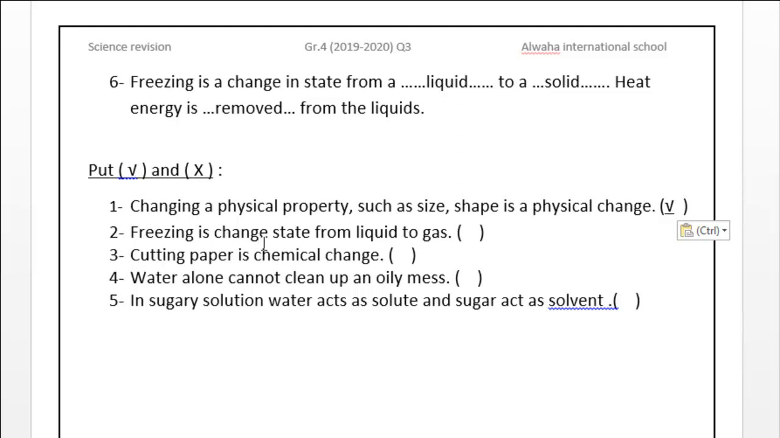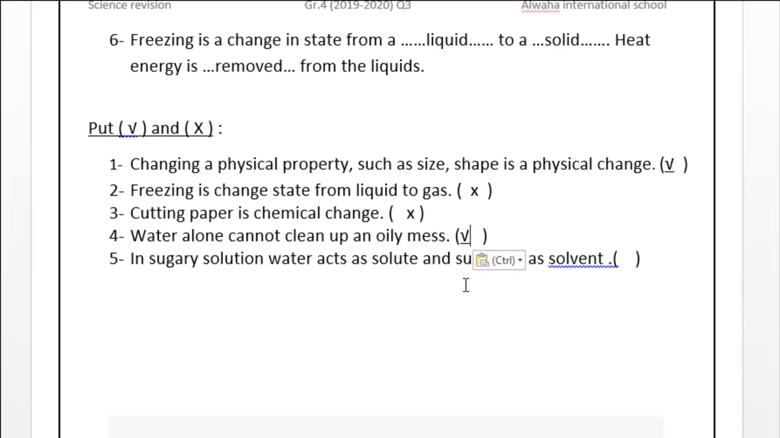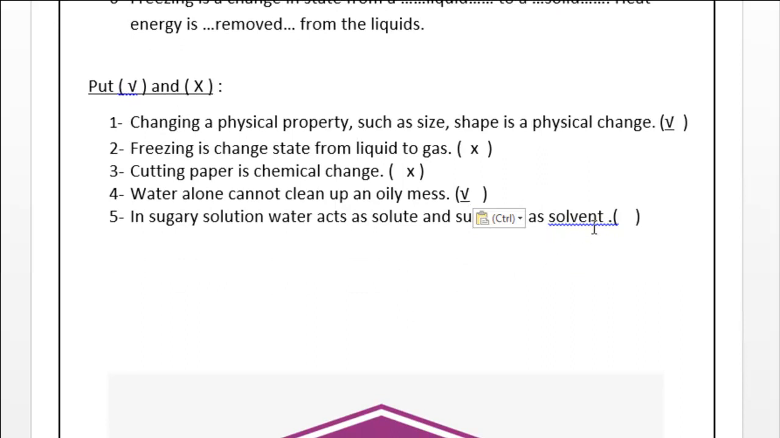Freezing is a change of state from liquid to gas. No, freezing is from liquid to solid. Cutting paper is a chemical change. No, cutting paper is a physical change. Water alone cannot clean up oily mess. That's right. With water we need detergent or soap. In sugary solution, water acts as a solute and sugar acts as solvent. No, water acts as solvent and sugar acts as solute. That's right.